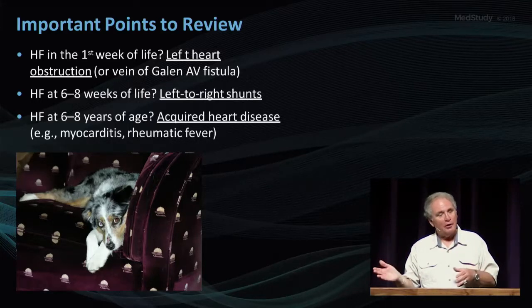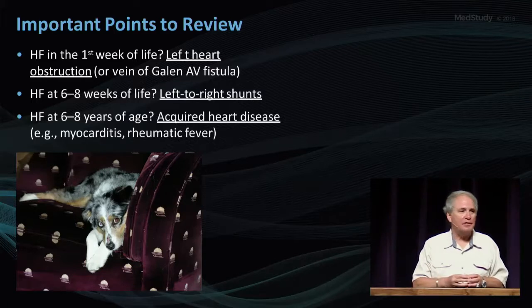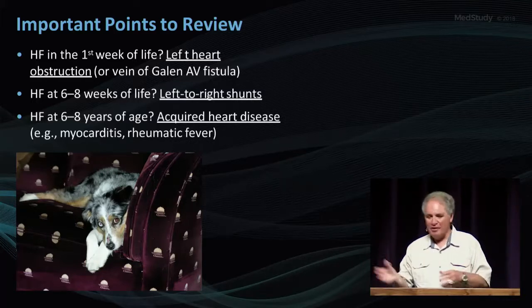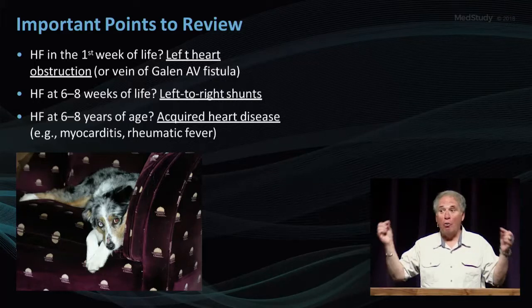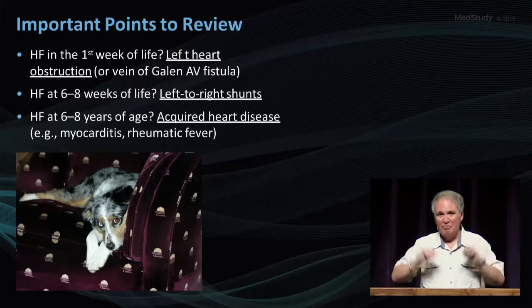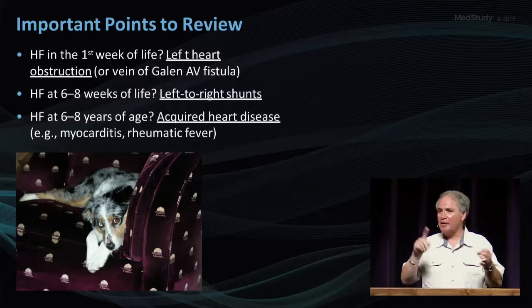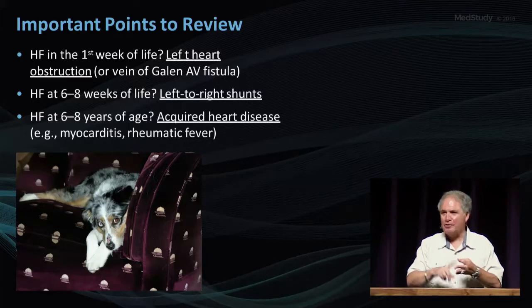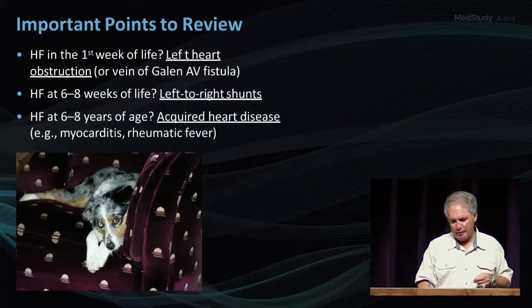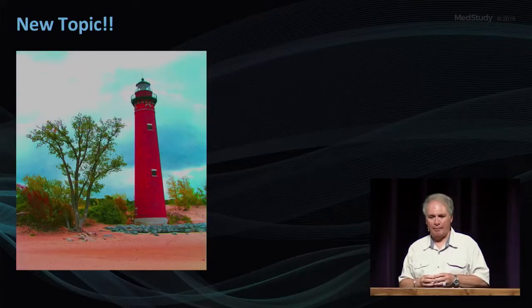And then a little bit later, we're going to talk about those entities, those conditions that cause heart failure at 6, 8, 10 years of age. And if you think of acquired heart disease, that's the answer. Myocarditis, rheumatic fever, endocarditis, those kinds of conditions. Okay, we're getting there. We're getting through congenital heart disease. I'm happy for you.